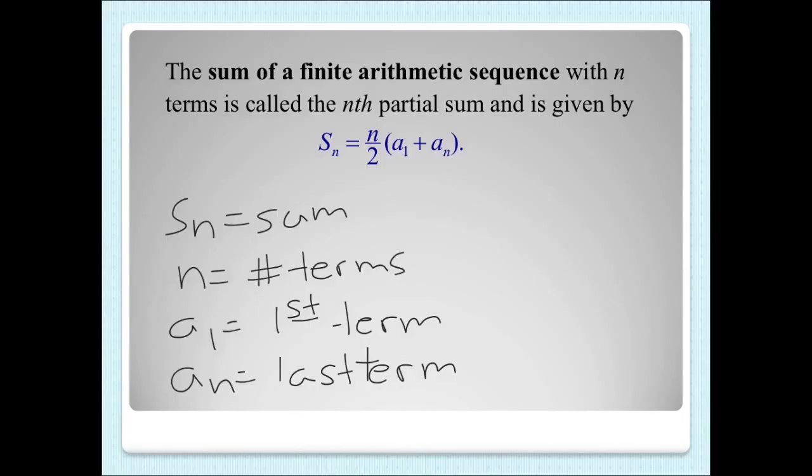So in order to find the sum, we need to know all of this information. If it's not given to us, then we have to find it. And we're going to find it by using the formula for an arithmetic sequence, the thing that we talked about in the last section. Let's go ahead and look at some examples here.